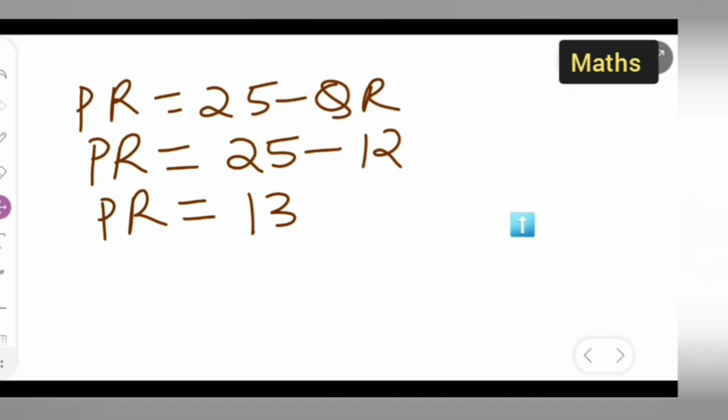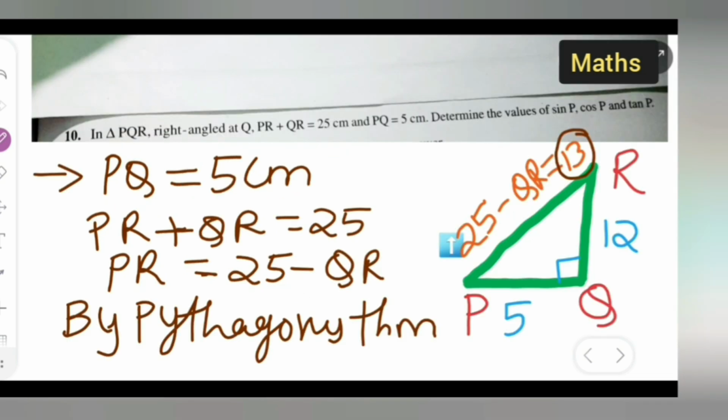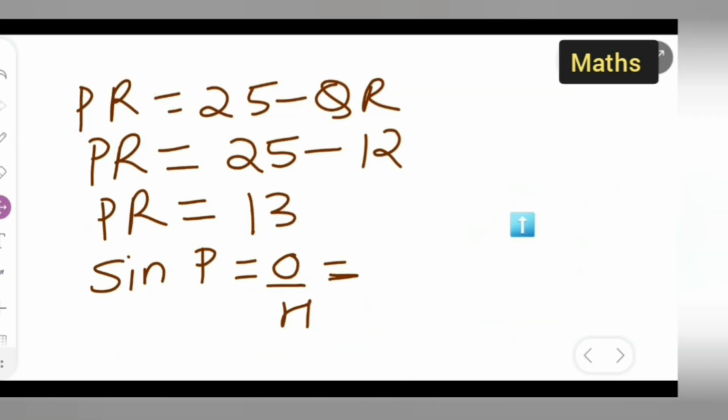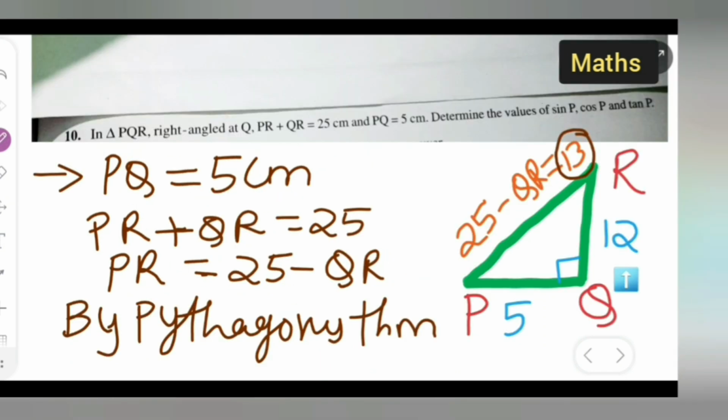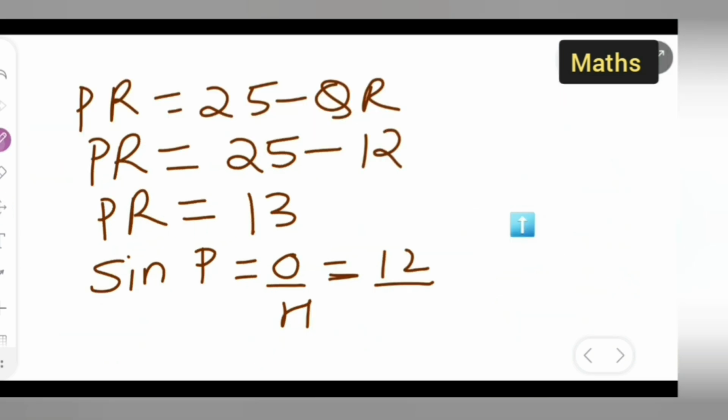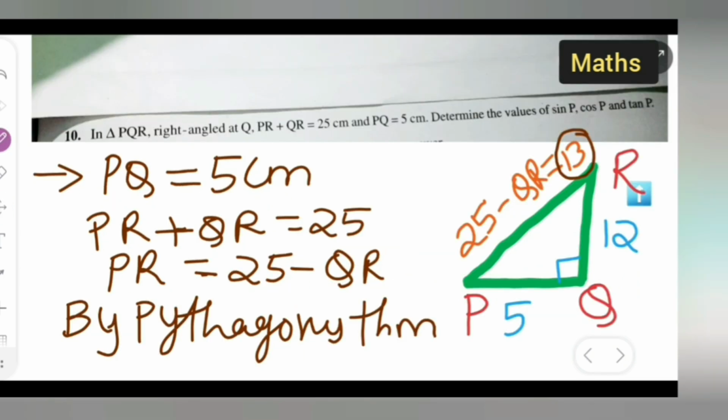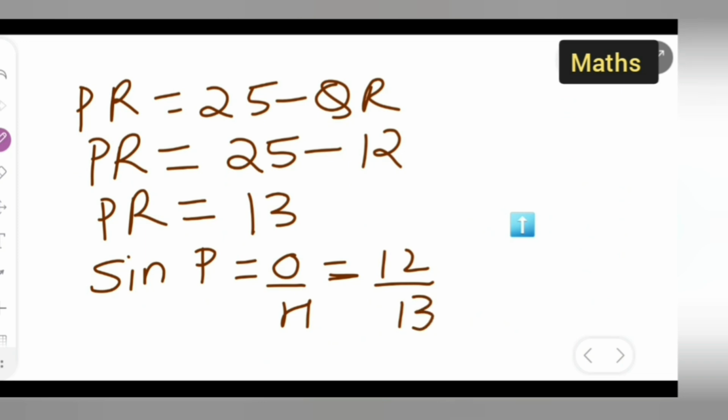Now you can write down sin P. Sin P is equal to opposite upon hypotenuse. Opposite of P is QR, and QR is nothing but 12. So I can write 12 upon, what is the hypotenuse over here? PR is the hypotenuse, which is 13. So sin P is equal to 12 upon 13.